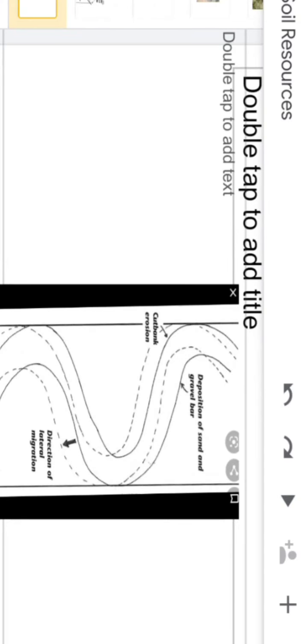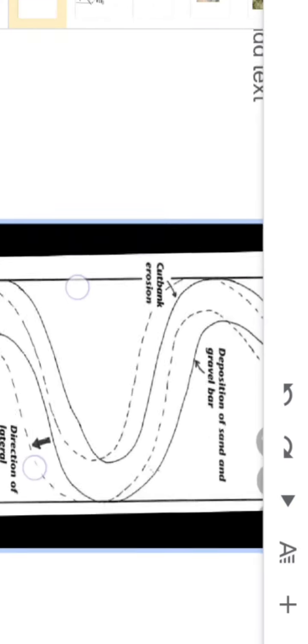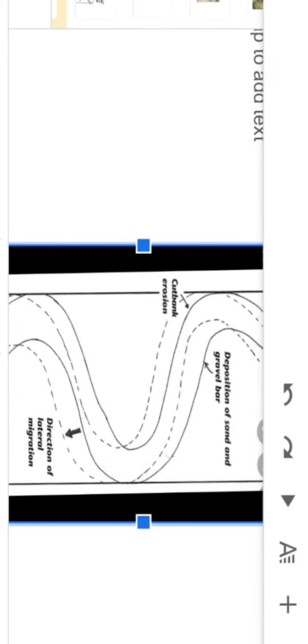Another picture of the stream bank erosion, where it is cutting the sides and forming meanders. So this is the stream bank erosion.